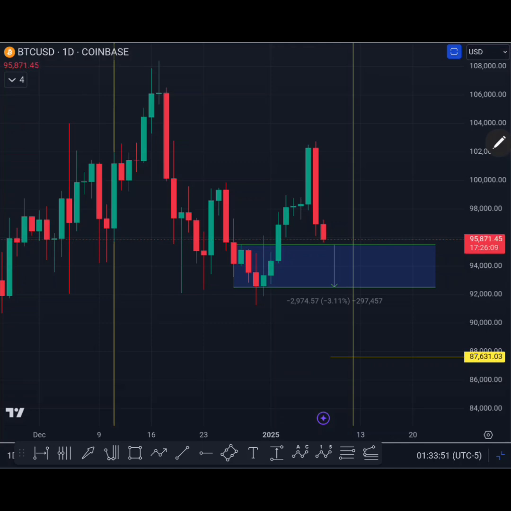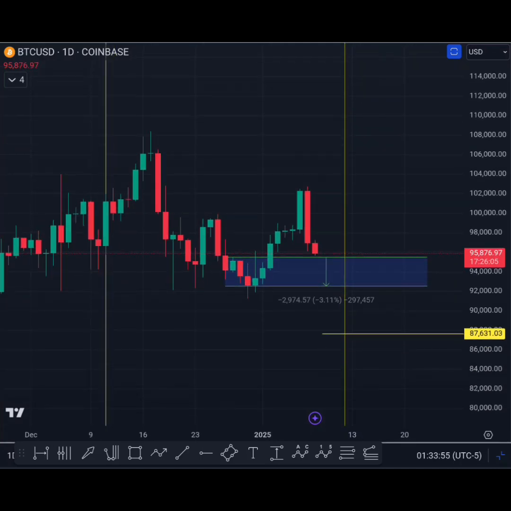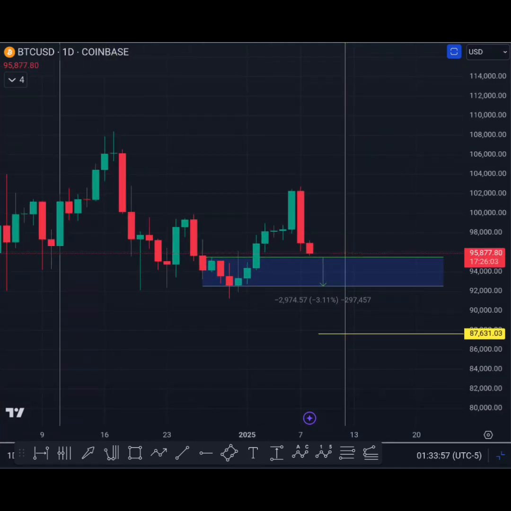I hope those various methods of looking at the charts were helpful. Yeah, always keep your stops tight so you can have a good night.